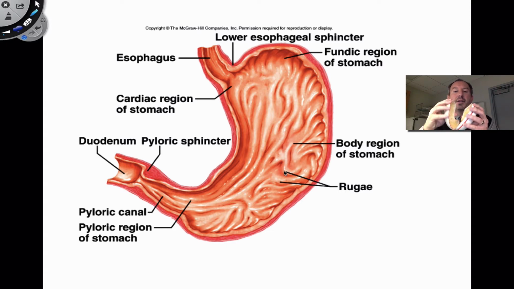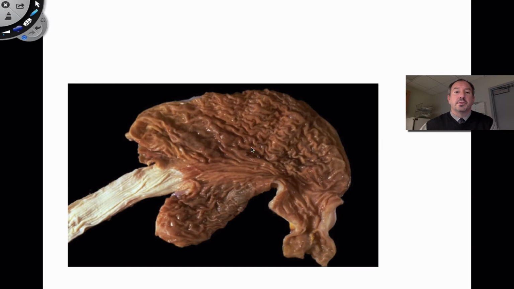But if I were to open it up like that, you could literally see the rugae, in other words, these folds of the mucosa, and that's increasing surface area right there inside the stomach. And so here's an actual look at a dissected stomach right here. You can see the esophagus here, you can see the rugae here, and you can see the pyloric canal, and then here's the pyloric sphincter right down there.